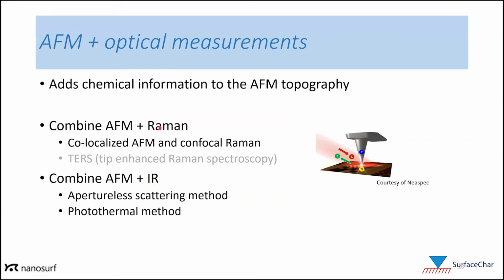For AFM and Raman, the most common way to do this is to perform what are called co-localized measurements between AFM and a confocal Raman. Your AFM functions the way it does, and then a confocal Raman focuses its beam on the area underneath the tip to collect the Raman signal from that particular area.